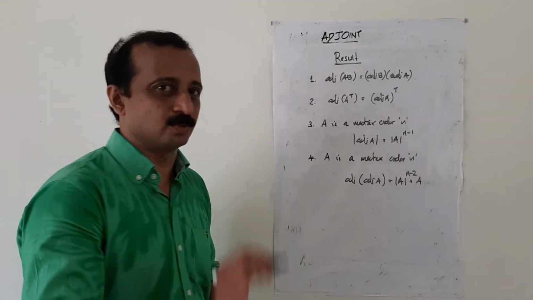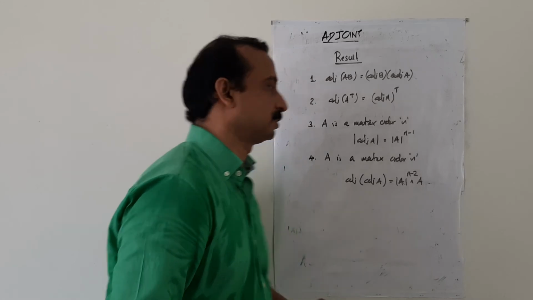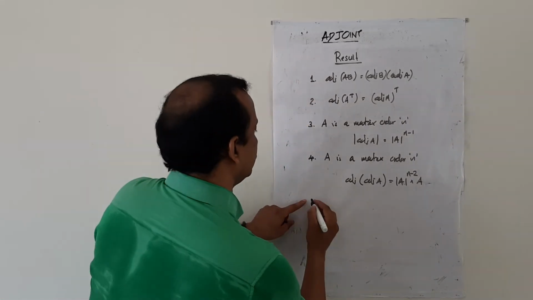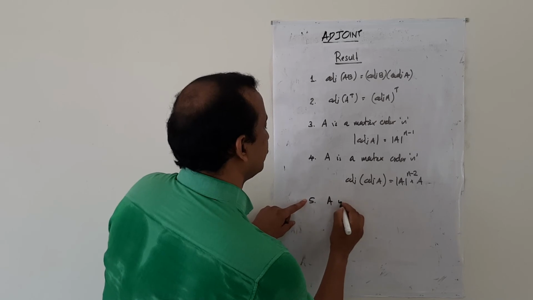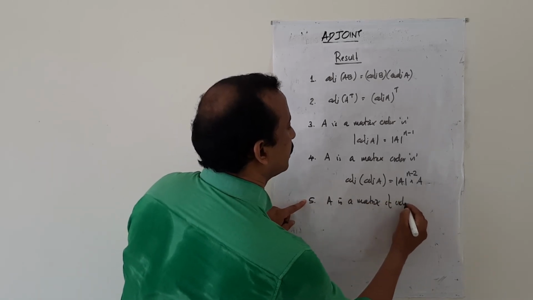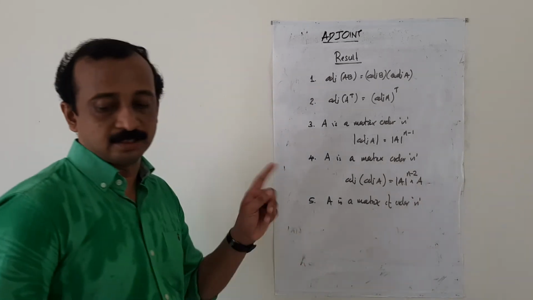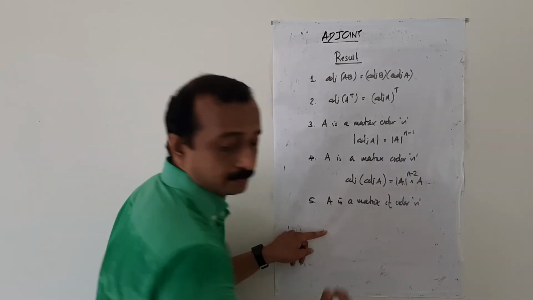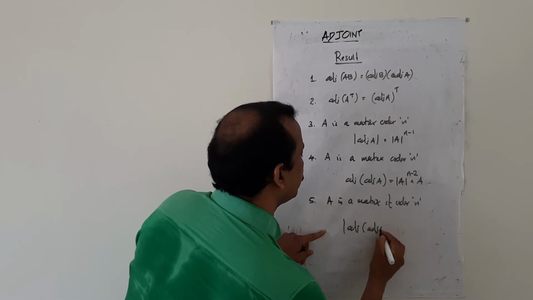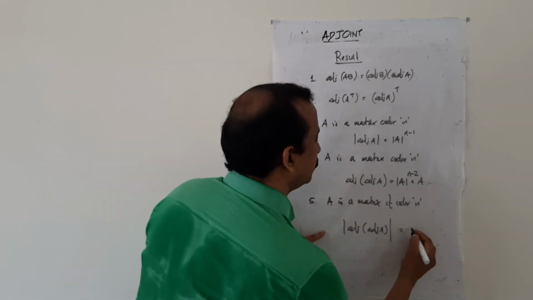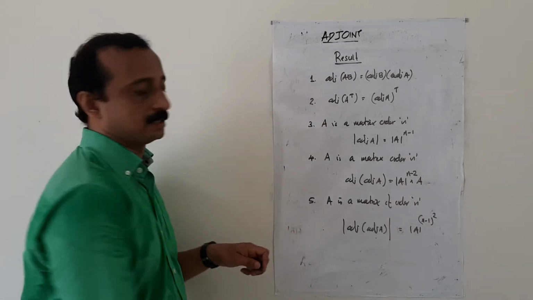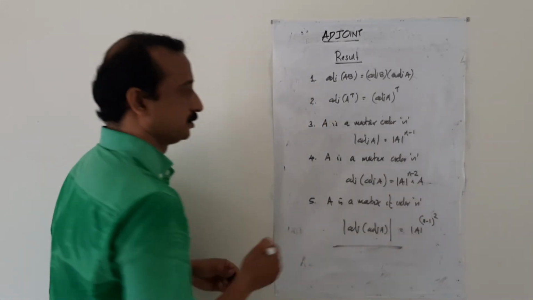Adj of adj A, so MCQ questions, a question that has a chance of being asked as an MCQ. Adj of adj A is equal to det A raised to n minus 2 into A. And our fifth result is: A is a matrix of order n. Then det of adj A is equal to det A raised to n minus 1 the whole square.